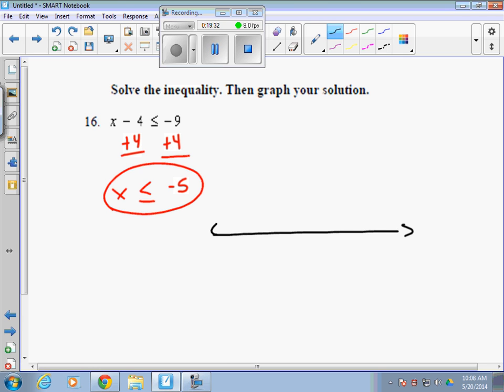So your number line will look like this. If 0's there, negative 5 somewhere on that side. Less than or equal to means you color the bubble in. That's what this or equal to sign means. Less than means shade everything going that direction.